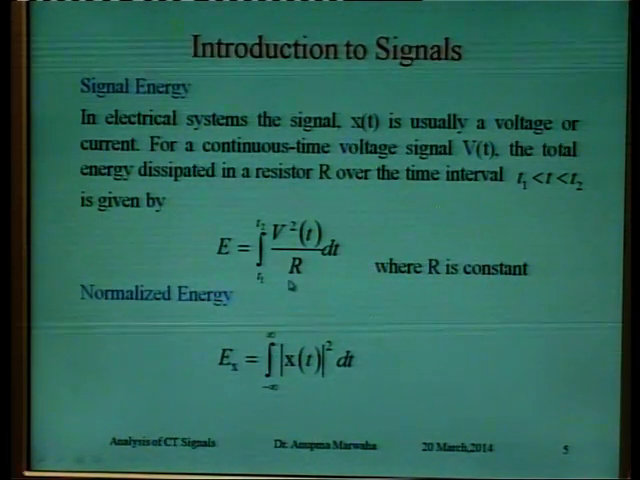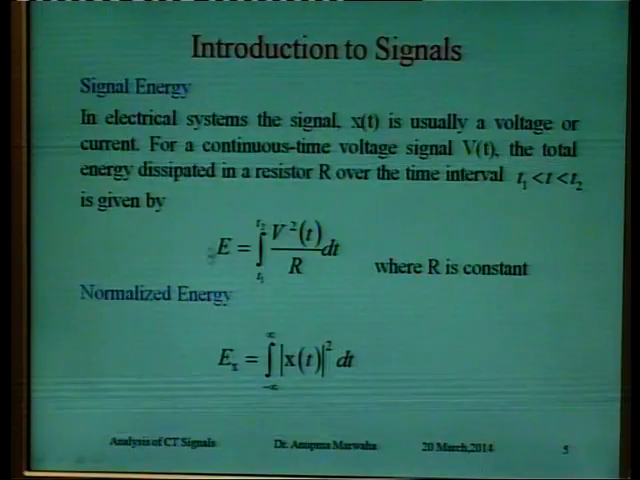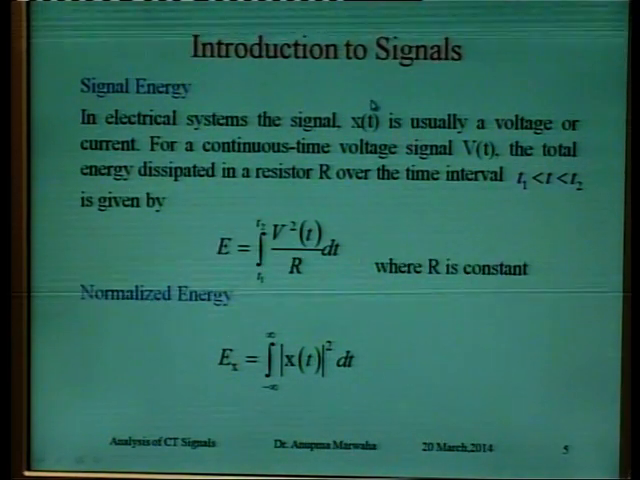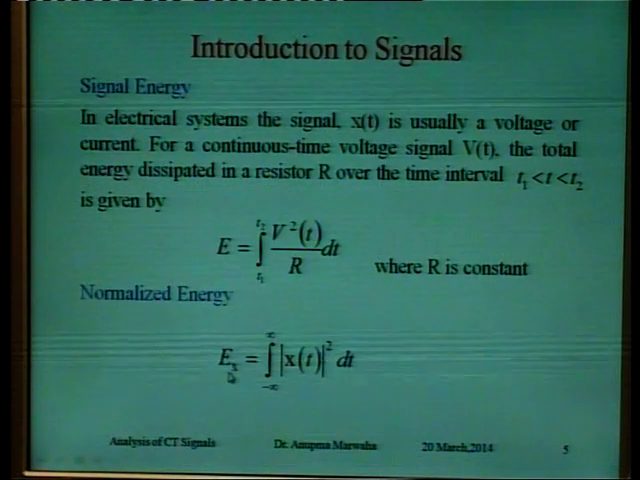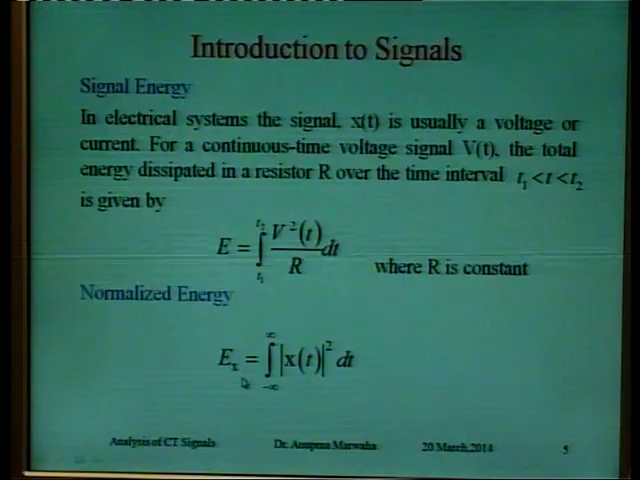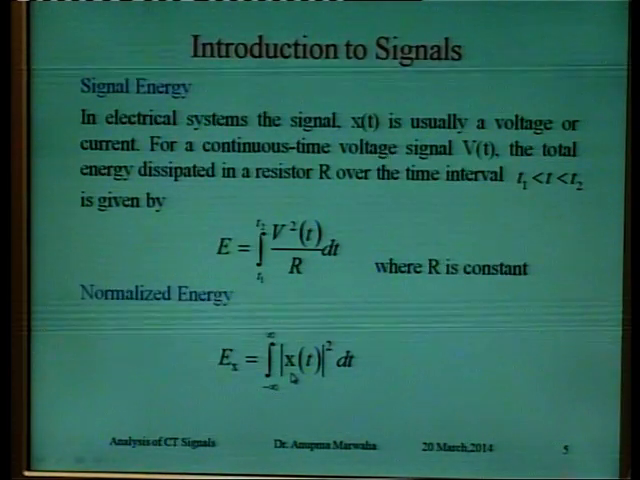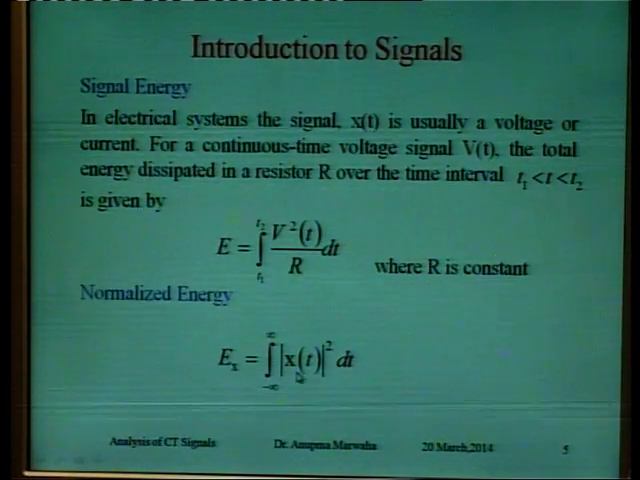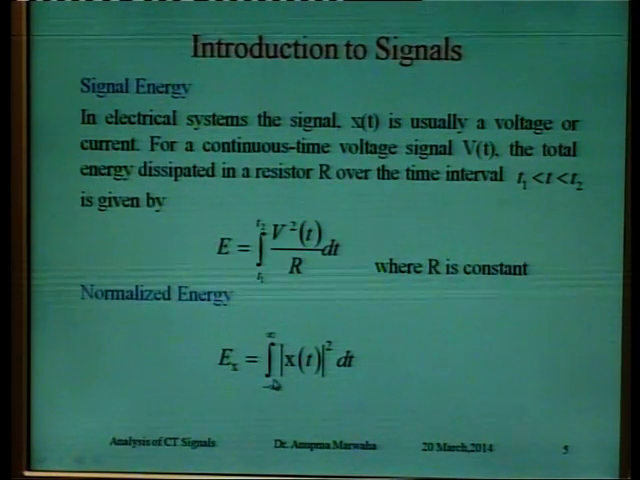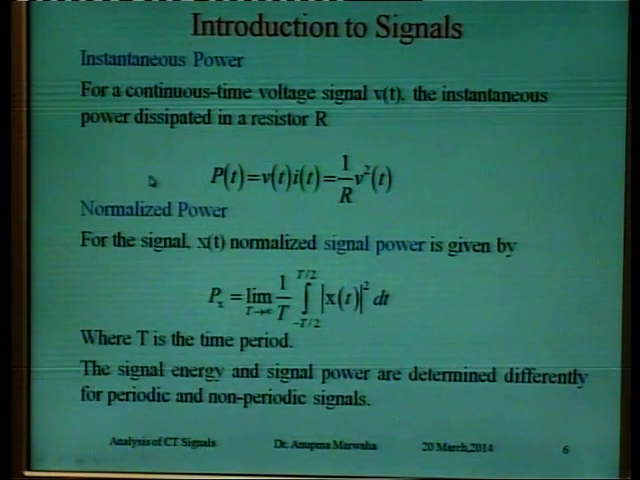If the value of R is taken as 1 ohm, then we define it as the normalized energy. So, in general, for any signal x(t), the signal energy is normally the normalized energy. The normalized energy will be determined by integrating the square of x(t) from minus infinity to infinity. The next parameter is signal power.